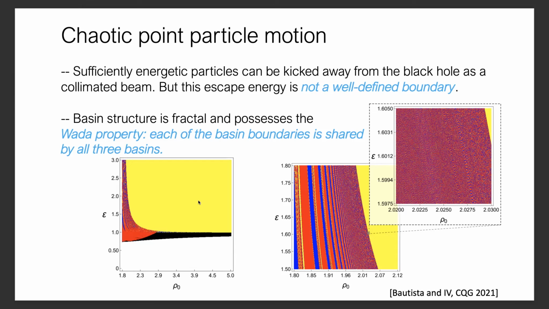That would correspond to an escape scenario here. So you have this escape region that looks fairly regular, but if you zoom in, what you'll realize is that this is fairly chaotic, and in fact it has a fractal structure. This is typical of these chaotic escapes. So you have this nice situation where the escape energy is not really a very well-defined curve.